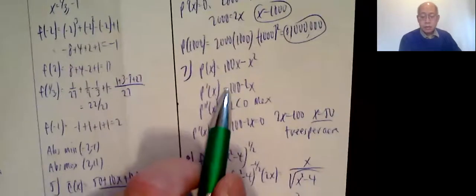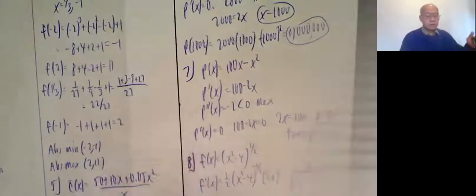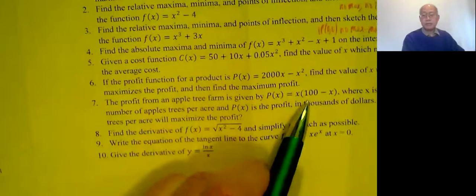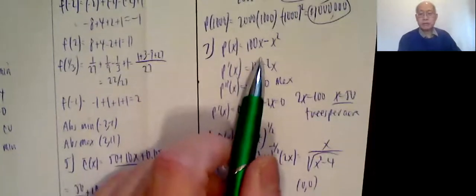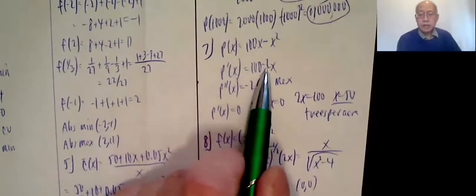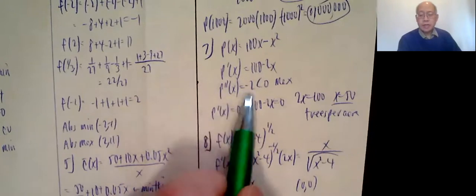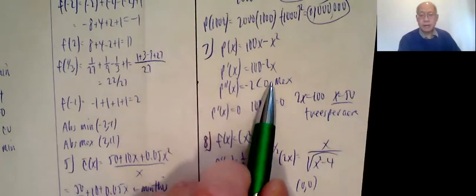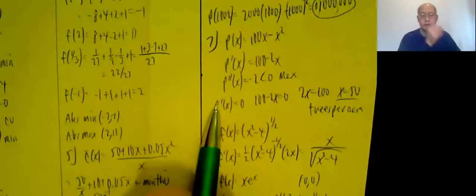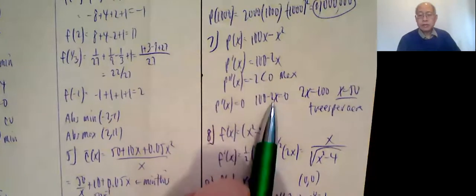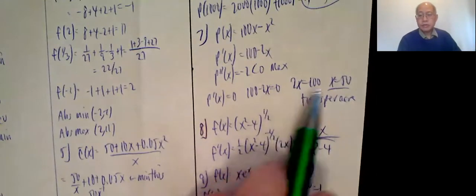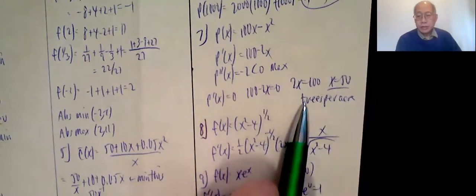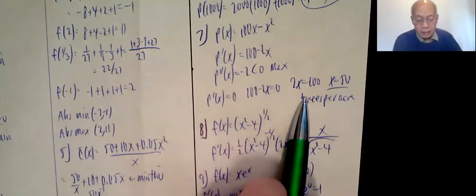Okay, 7. The original function, you should multiply it out. That way you don't have to do the product rule. So multiplying it out gives me 100x minus x squared. So P prime is 100 minus 2x. P double prime is negative 2. That's less than 0. That means I'll have the maximum. Set the first derivative equal to 0. 100 minus 2x equals 0. Move this over. 100 equals 2x. X equals 50. Okay. And that's 50 trees per acre. That's how many trees per acre would maximize the profit. That's all the question asks for.